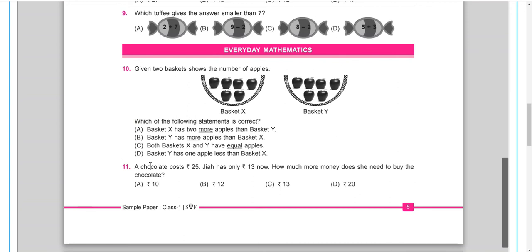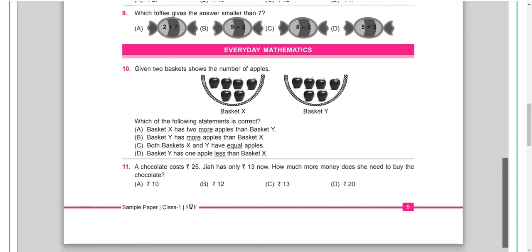So you have to imagine that you are buying a chocolate and you have 25 rupees. The cost of it is 25. So you have to give this money to somebody to buy the chocolate. But right now you are only having how much? 13. Okay. So how much more money do you need to buy that chocolate? So what are we going to do? We should add some more to 13 to make 25. Exactly. That's why I told you it's adding. So how much will we add to 13 to make it 25? Tell me. I'm not sure.